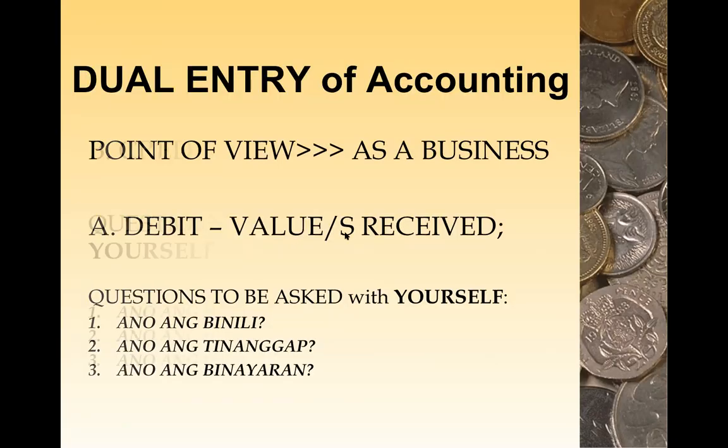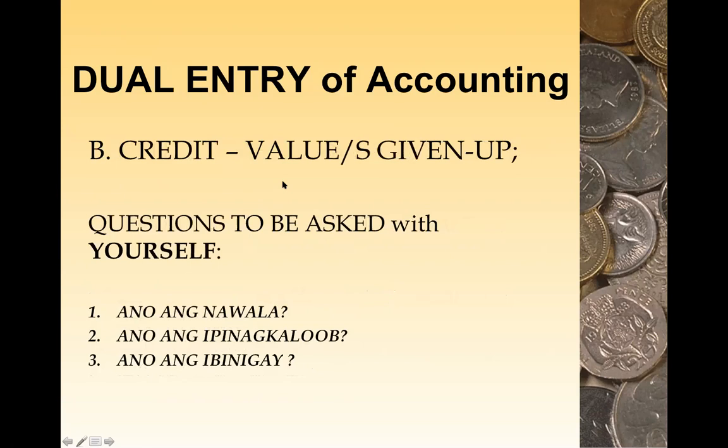And for the credit naman, pag sinabi natin credit, values given off. Ngayon, ang iyong itatanong ay tatlo rin. Ano naman ang nawala, ano ipinagkaloob, at ano ang ibinigay. So, ang tanong, bakit may tinatawag na dual entry ulit? Kasi may tinatawag na konsepto ng reciprocity sa accounting. What does it mean? Kung meron tayong tinanggap, may nawala. So, kung magkano yung halagang tinanggap, ganun din yung halaga na nawala o ibinigay.